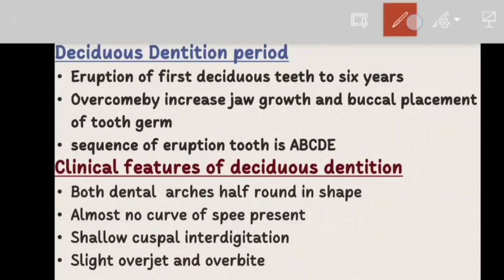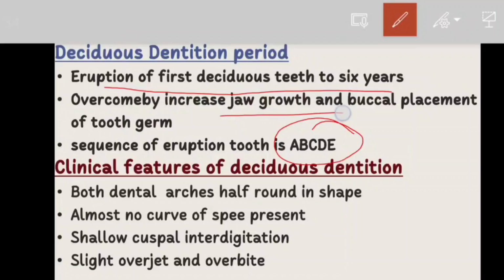Now we see the deciduous dentition stage. This period starts from the eruption of the first primary tooth till 6 years. So eruption of the first deciduous tooth to 6 years. Here the eruption sequence is A, B, D, C, E. It is overcome by increasing jaw growth and the buccal placement of the tooth germs.